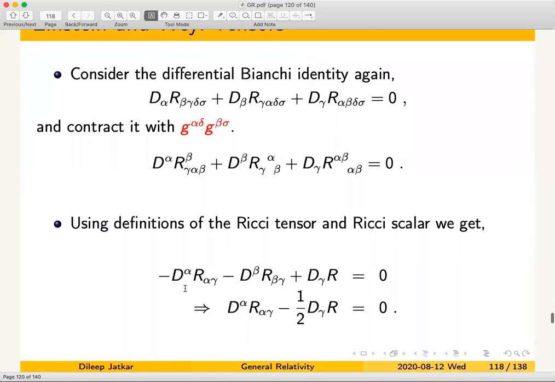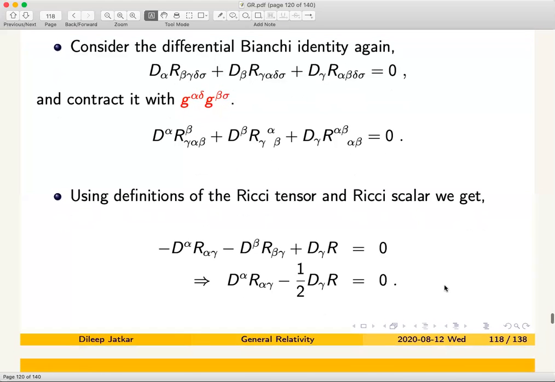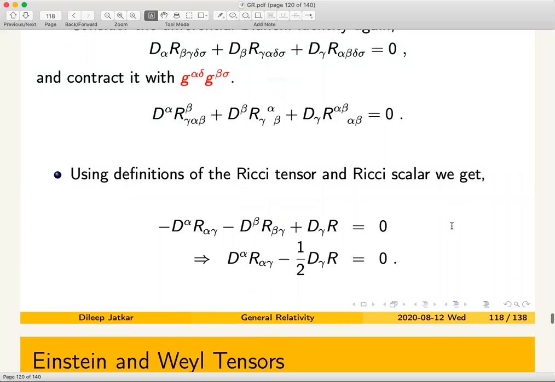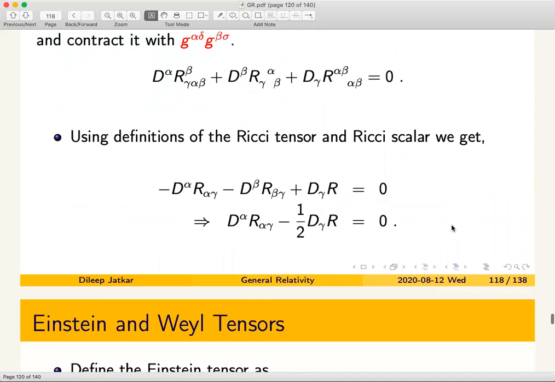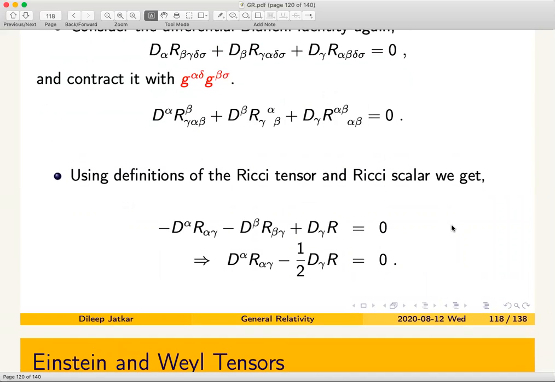If you collect these pieces together, you will find that, up to a sign and a factor of two pulled out, you write down this expression as D alpha of R alpha gamma minus 1 by 2 D gamma of R is equal to 0. So this is the equation which is derived from the differential Bianchi identity. Fine. Is there any question?